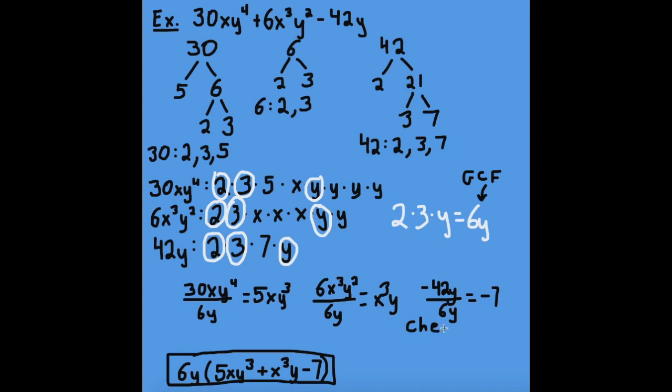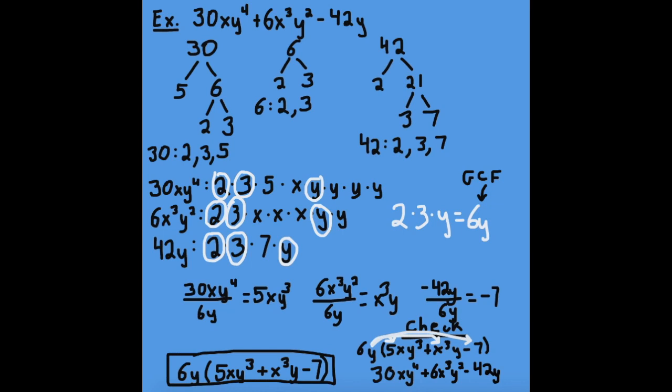Now, let's check our work. We check our work by distributing it back. 6y times 5xy cubed is 30xy to the fourth. 6y times x cubed y is 6x cubed y squared. 6y times negative 7 is negative 42y. We get 30xy to the fourth plus 6x cubed y squared minus 42y, which is the same as the problem. Therefore, 6y times 5xy cubed plus x cubed y minus 7 is the correct answer.